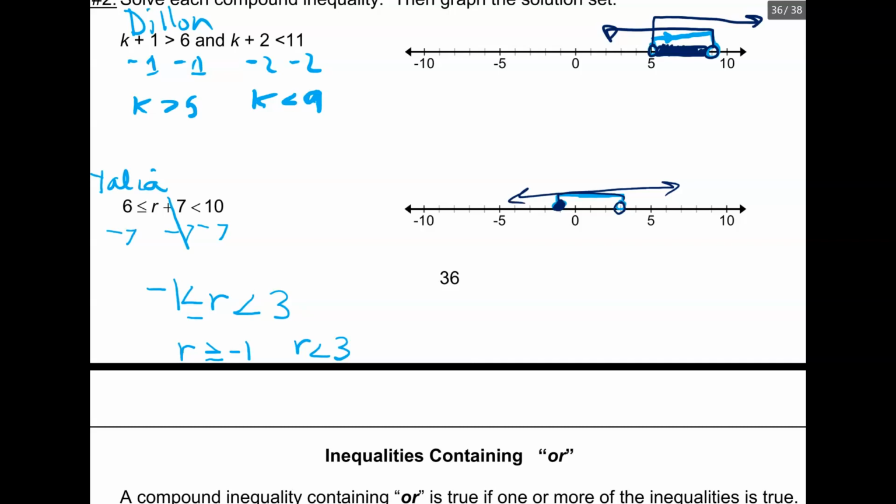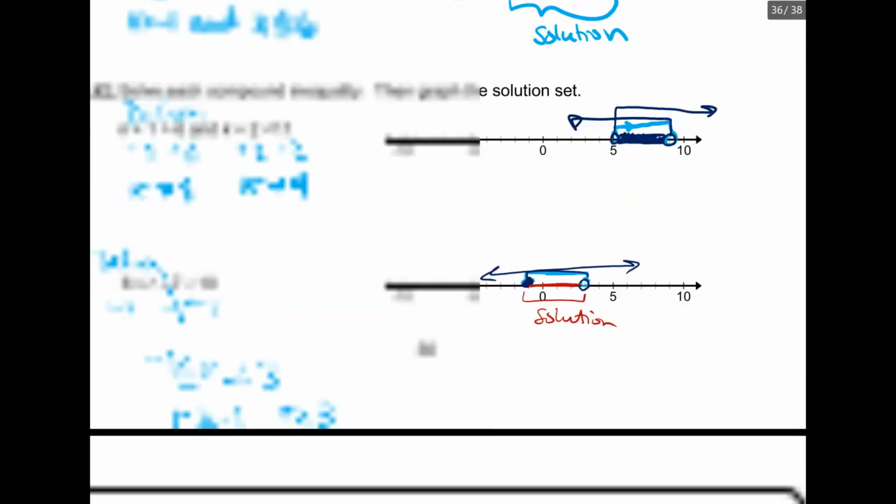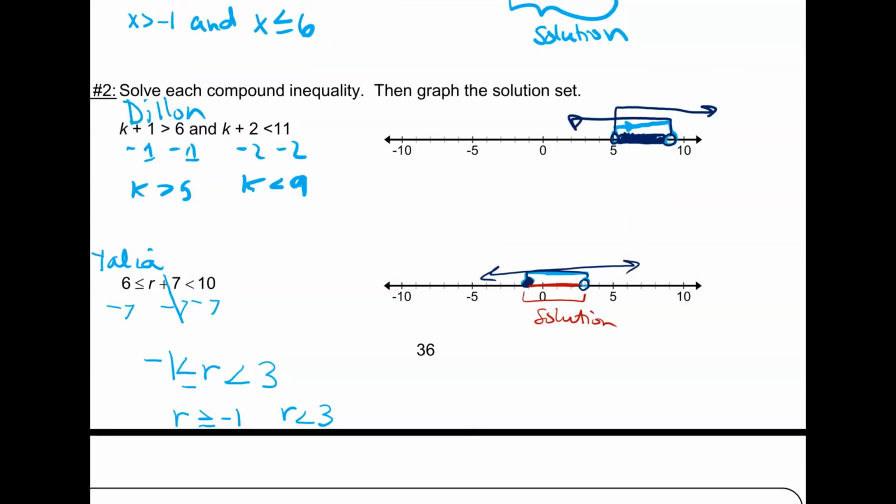So someone asked me, is it okay if they just highlight the center portion? So literally just pointing out that this is the part that's the solution. That's also fine. Okay, those are and. So notice our solutions for and are just a segment. It's literally a line segment.